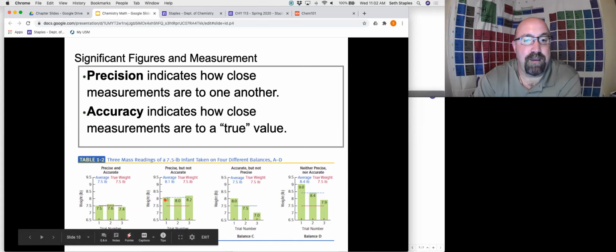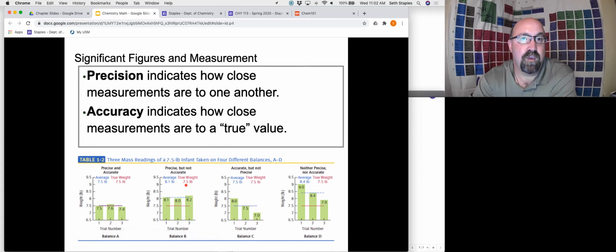Here we have an example on balance B where we're getting precise measurements. All the measurements are close to each other, but they're not accurate. Our average is coming out to 8.1 compared to the true weight of 7.5. So the measurement is not close to what it should be, but they're all close to each other. This tells us that probably what's going on here is that the same error is being made in this measurement each and every time, throwing it off by just a little bit.